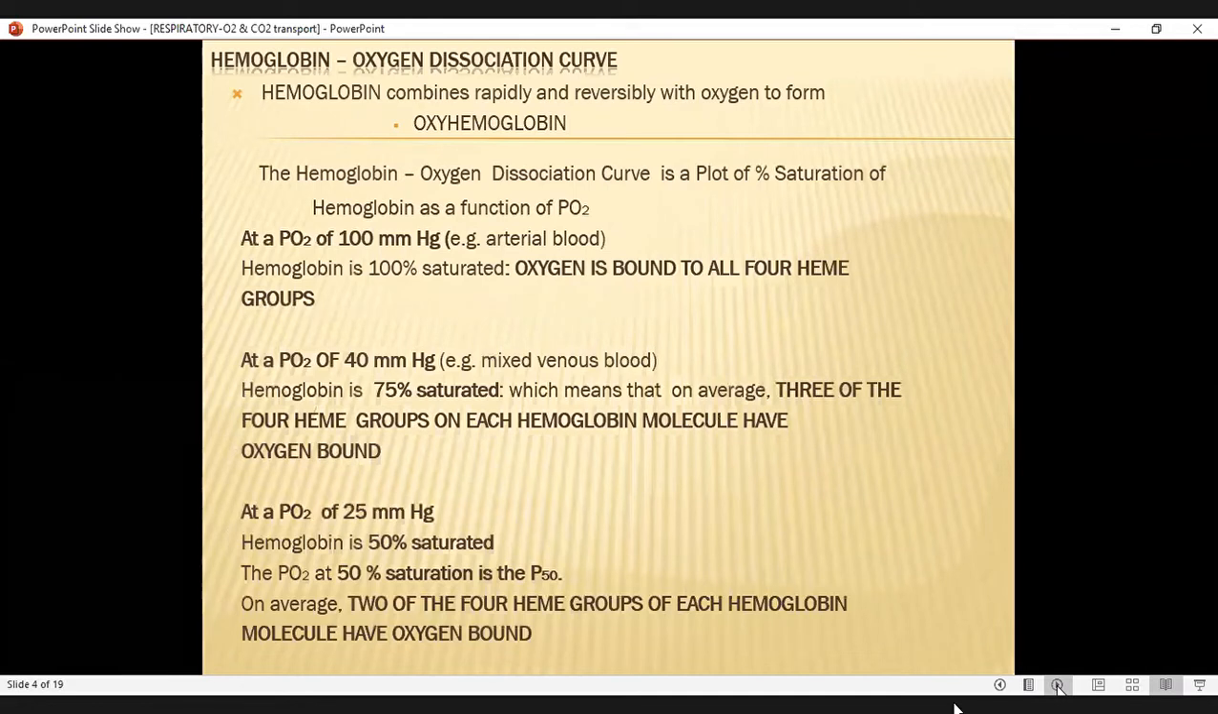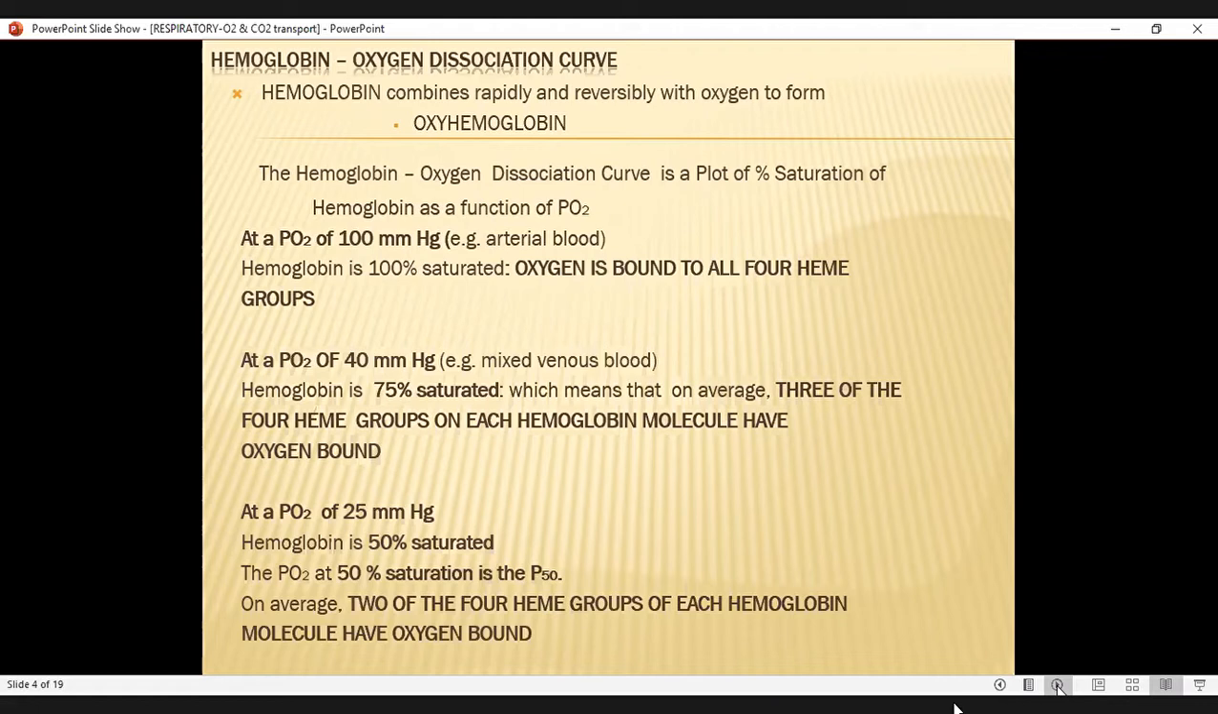A PO2 of 100 millimeters of mercury is arterial blood. At a PO2 of only 40 millimeters of mercury, this is mixed venous blood. Hemoglobin is 75% saturated, which means an average of 3 out of the 4 heme groups are bound with oxygen.